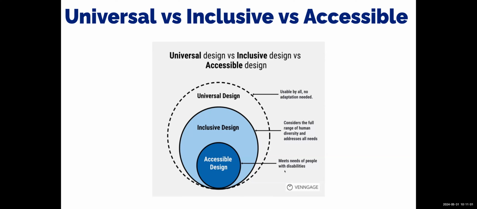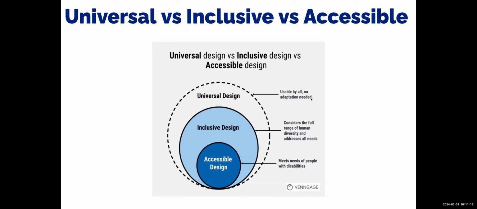As you can see, accessible design meets the needs of people with disabilities. Inclusive design considers a full range of human diversity and addresses all needs. But then we have universal design, which encompasses those other two. And it does not need adaptation at all.